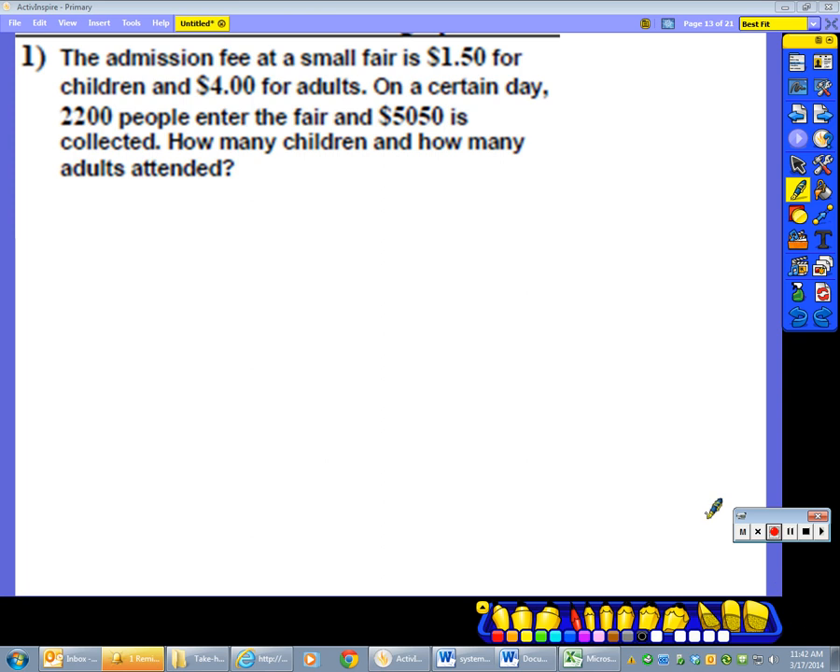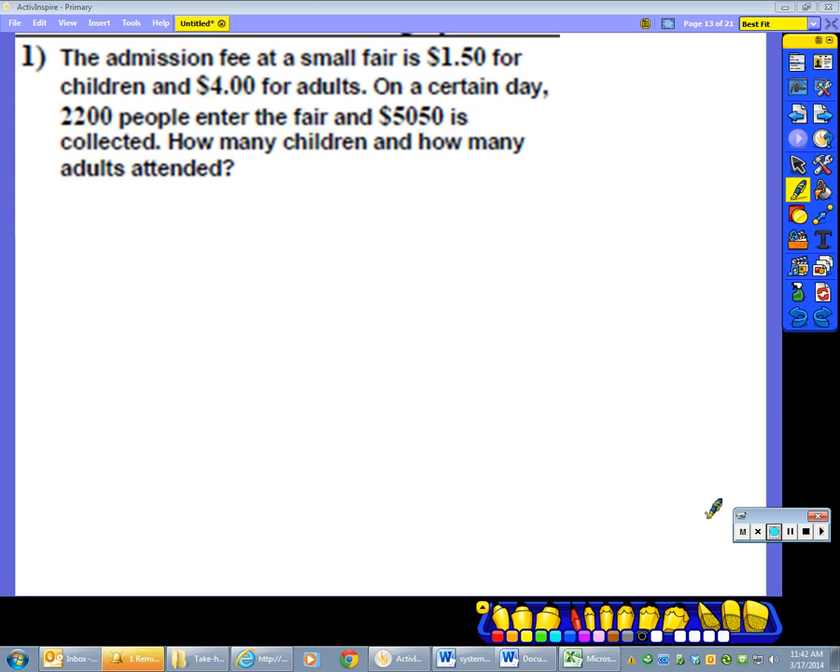The infamous word problems. Guess what? We did word problems last week. We're going to do them this week too. They're that important. I mean, really, we do all this kind of practice work so that when we get to these word problems, we're able to know how to solve it out.